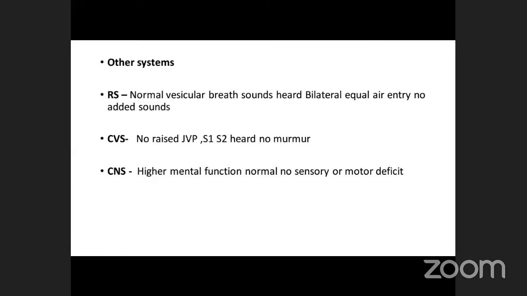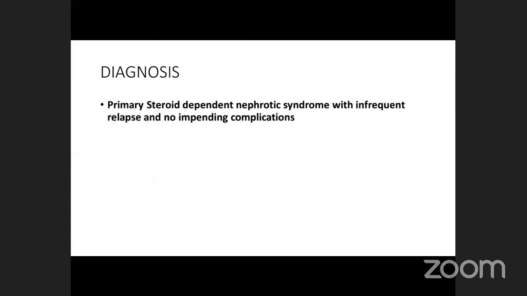CVS is fine. There is no raised JVP. S1, S2 sounds are heard. There are no murmurs. CNS examination. Higher mental functions are normal. There is no sensory or motor deficits. All right, fine. Coming to the diagnosis now. Tell me, what is the mechanism of pleural effusion in nephrotic syndrome?